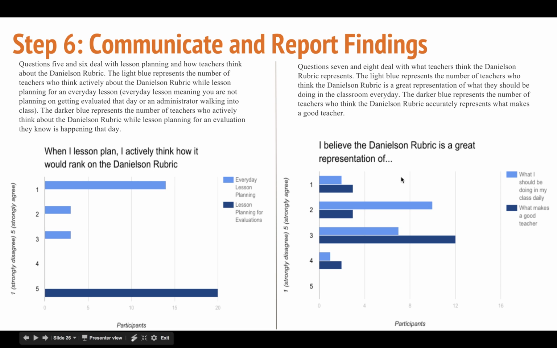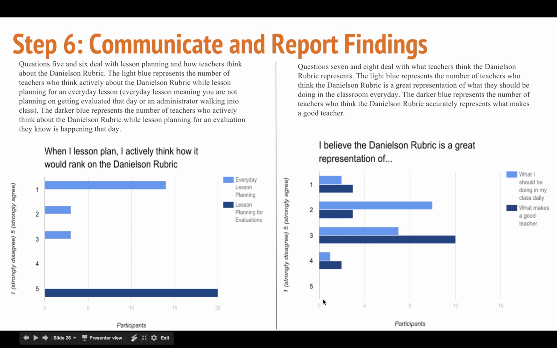Over here, questions 7 and 8 deal with what teachers think the Danielson rubric represents. The light blue represents the numbers of teachers who think the Danielson rubric is a great representation of what they should be doing in the classroom every day. You'll see most disagree with this, while some are indifferent. And we had 1 agree.